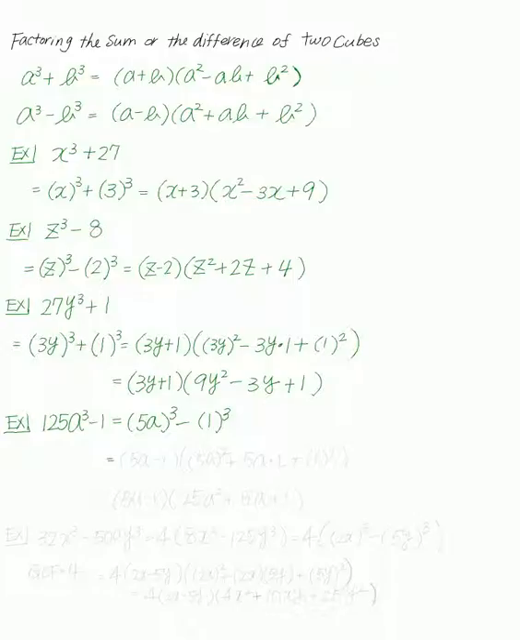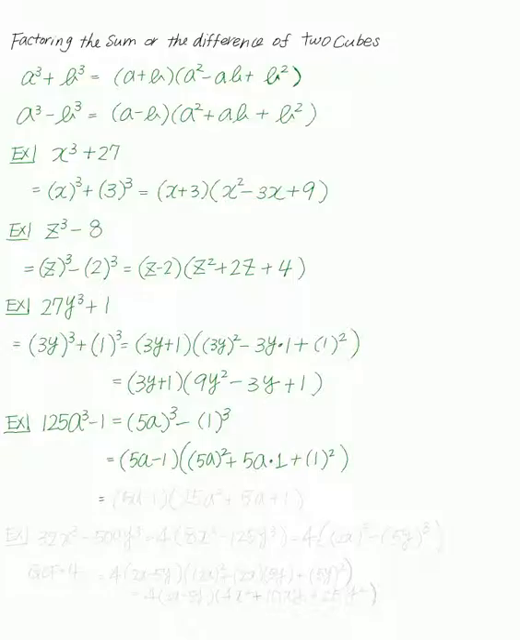Matching it up to the rule above, I'm going to get in parentheses 5a minus 1. In the parentheses, I'm going to have the 5a squared plus, in this case, again, match it up with the rule above, I'm going to have 5a times 1 plus 1 to the second power.